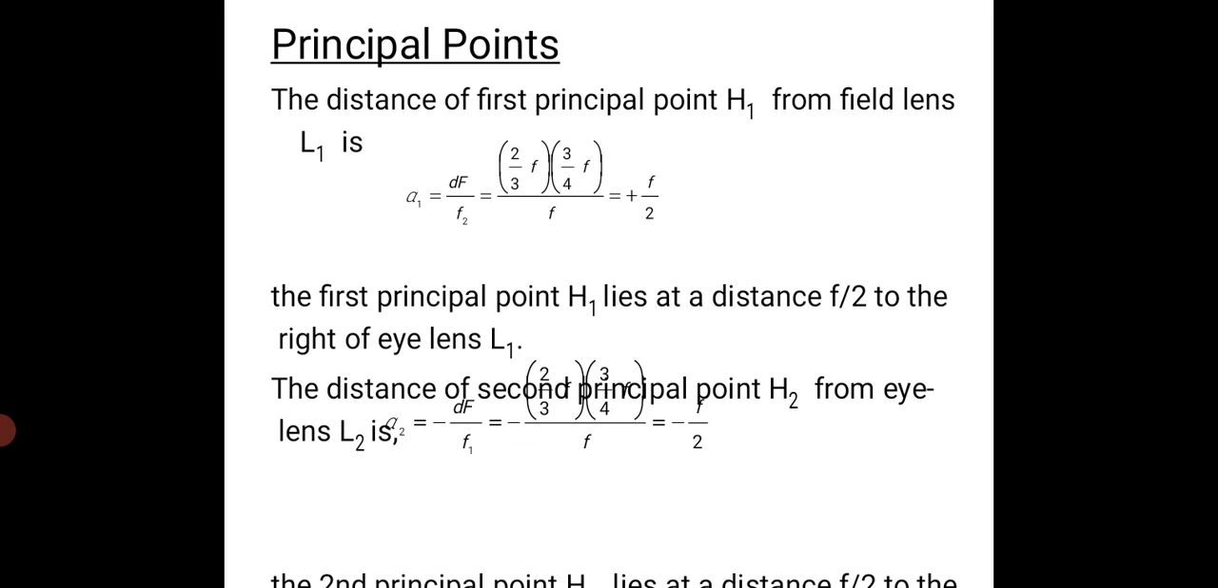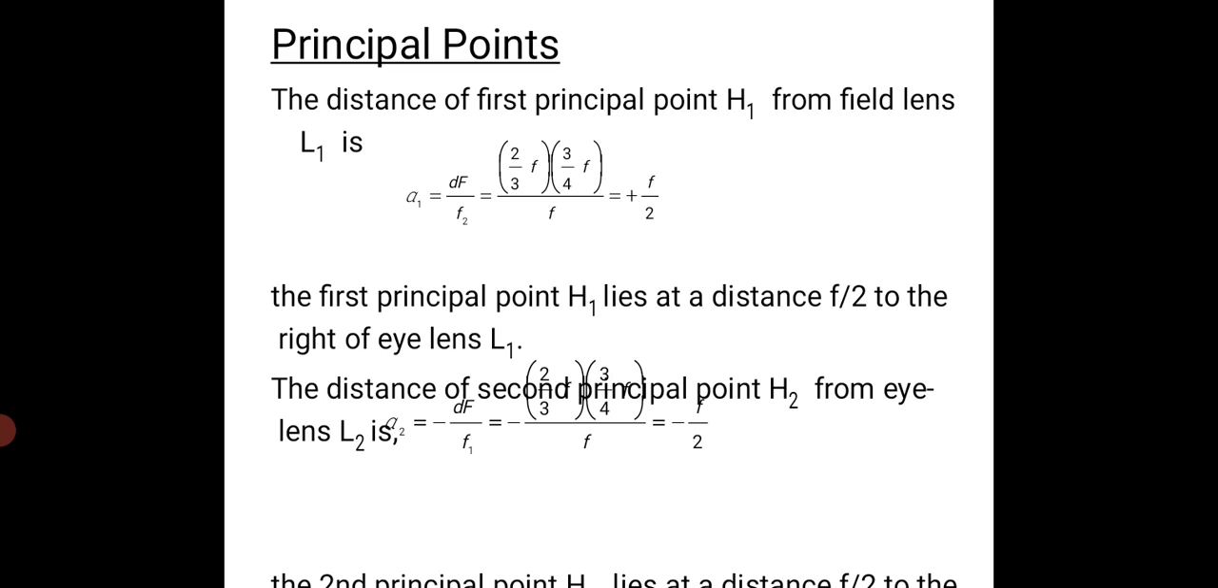From the equation, we have alpha 1 is equal to df by f2. Substituting the value of d, that is 2f by 3, the value of equivalent focal length f as 3f by 4 and f2 as f, we will get alpha 1 is equal to plus f by 2. The first principal point h1 lies at a distance f by 2 to the right of the eye lens L1.